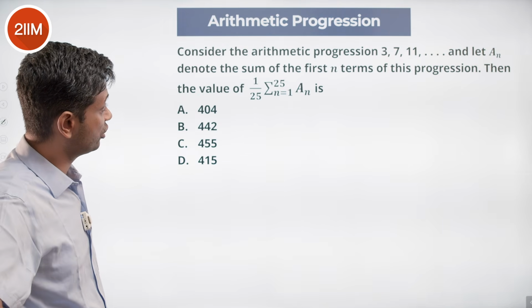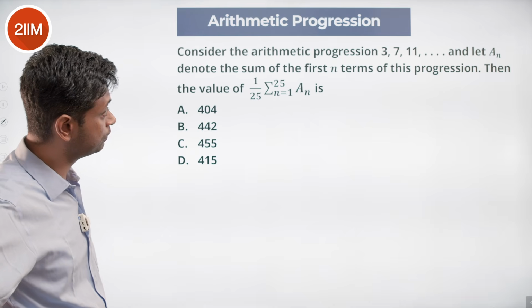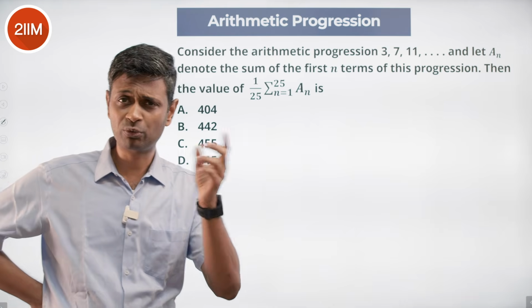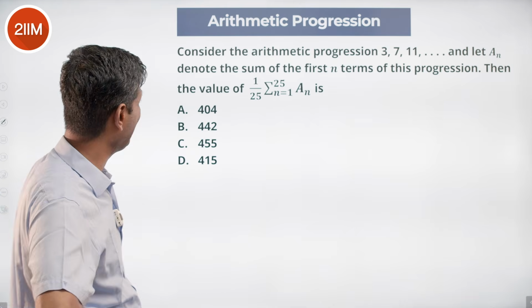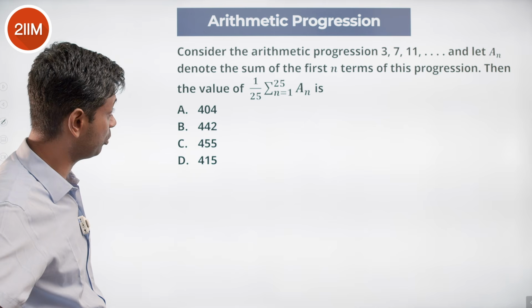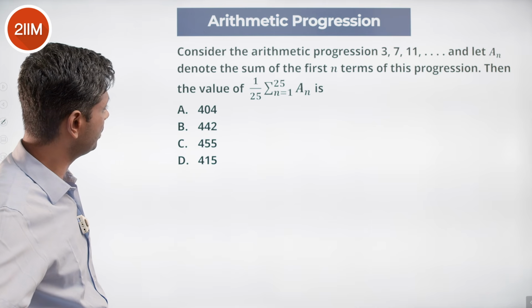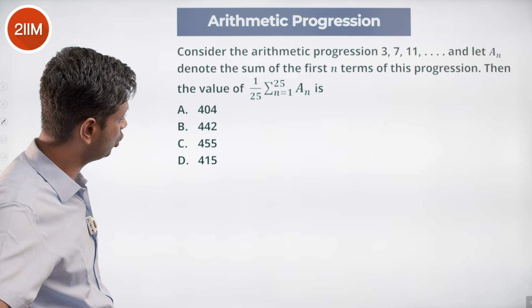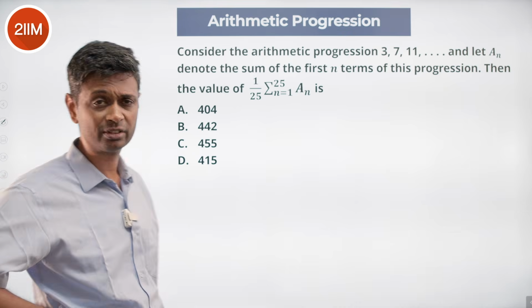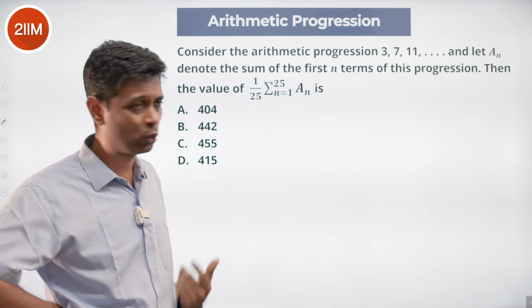Consider the arithmetic progression 3, 7, 11, 15, 19, etc. plus 4 plus 4 plus 4. And let a_n denote the sum of the first n terms of this progression. Then the value of 1 by 25 summation n equal to 1 to 25 of a_n is. Very nice. We'll do the brute force method.